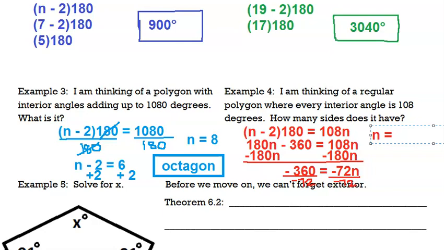In this case, a negative divided by a negative is a positive, and 72 goes into 360 5 times. So the question was, how many sides does it have? The answer is 5 sides.